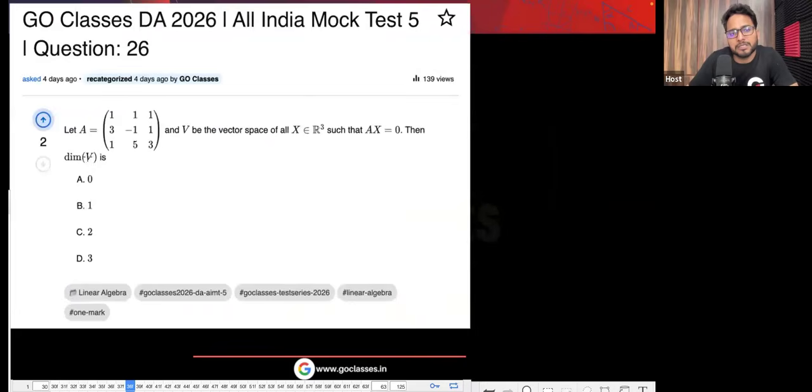Now let's see this question. In this question, they're asking the dimension of V. V is a vector space of all x such that Ax equals 0, which means they're asking the dimension of the null space. V is a null space, right?